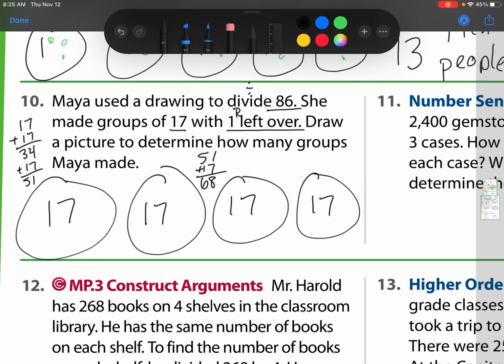We're still not at 86, so let's do another one. 68 plus 17, that is 85. So I guess we have another group of 17. And notice, there would be 1 left over because 85 plus 1 is 86. So here's our picture to show how many groups Maya made. She made 5 groups. So I'm going to put that in blue just so it stands out. 5 groups. So that one was a little messy. Sorry about that, students.